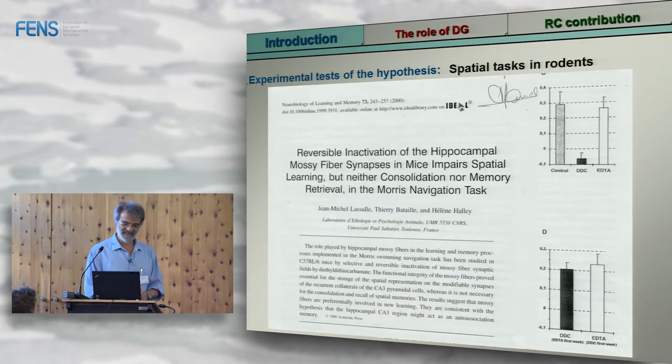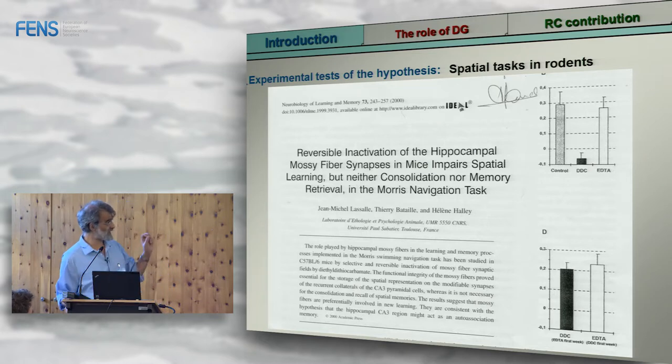And there are at least a couple of papers. This is from Jean-Michel Lassalle from Toulouse, like Simon. It's a very nice paper that for me came out of the blue, where they use an elegant procedure with mice using a drug, DDC, that is supposedly a drug that blocks transiently transmission selectively on the mossy fiber. So it's a drug that for, say, an hour, 45 minutes, makes mossy fibers onto CA3 cells not transmit, and then washes out, and the system is not damaged, it returns to normal.